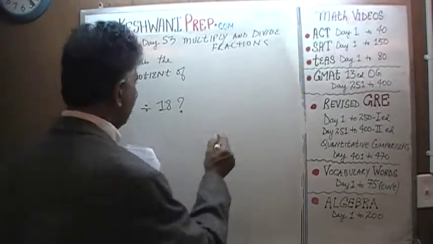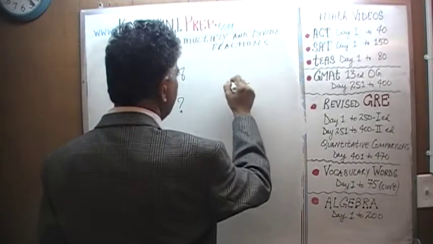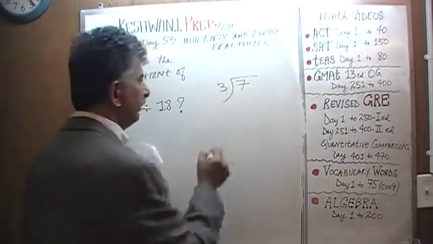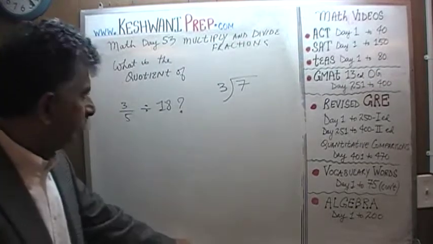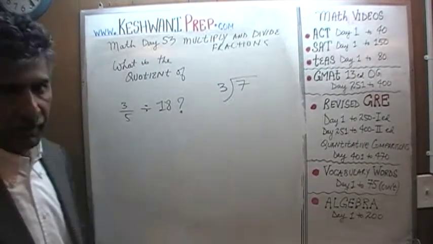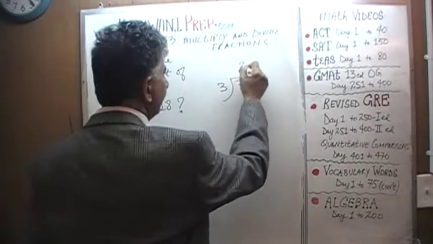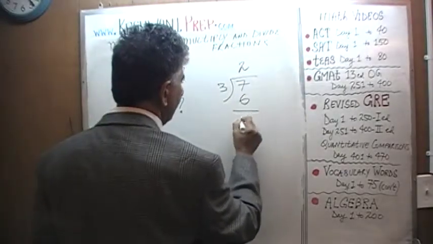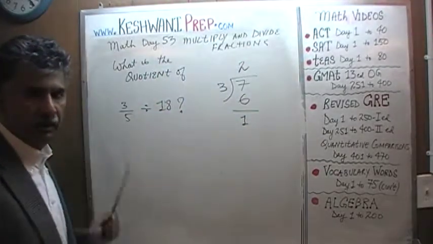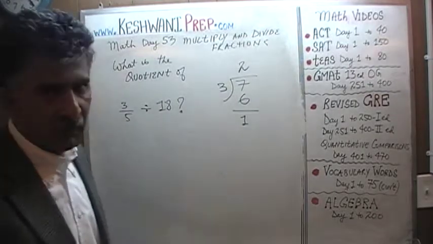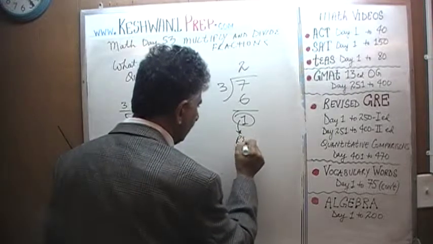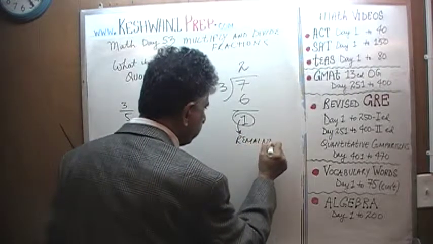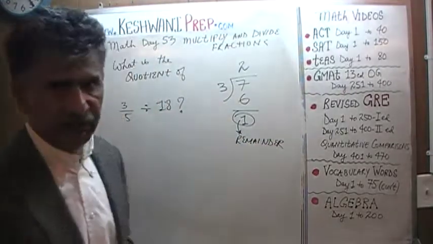For example, let's divide 7 by 3. How many threes does 7 have? 7 has 2 threes. 2 threes are 6, and we have a 1 left over. That leftover part is very easy. Everybody knows that it is called the remainder.